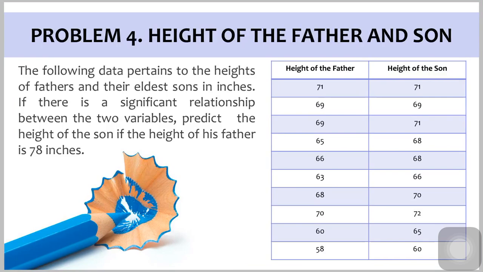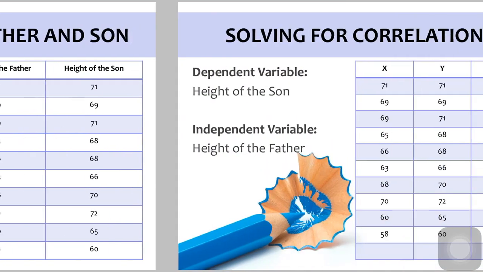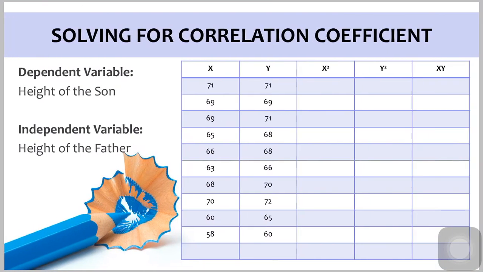At the right corner, you see a two-column table. The first column is for the height of the father, while the second column is for the height of the son. Let's solve first for the correlation coefficient. Let's identify the dependent and independent variables. Our dependent variable is the height of the son, since the height of the son depends upon the height of the father, which is the independent variable.